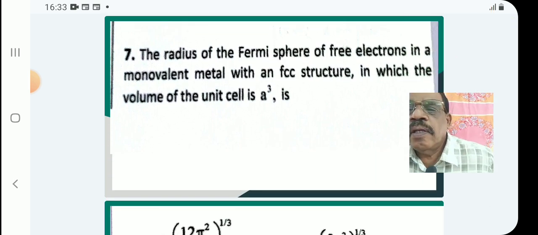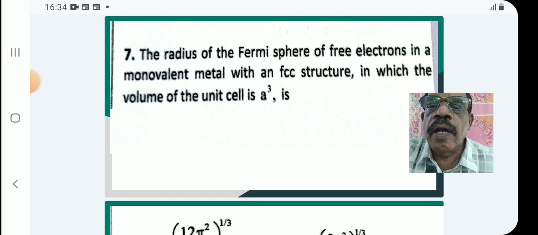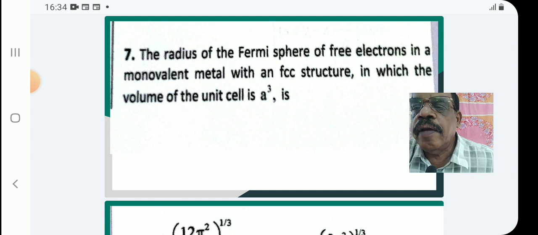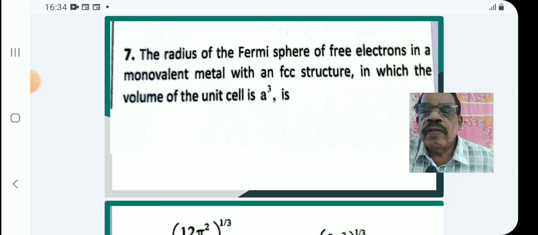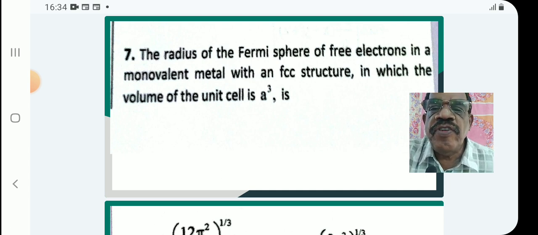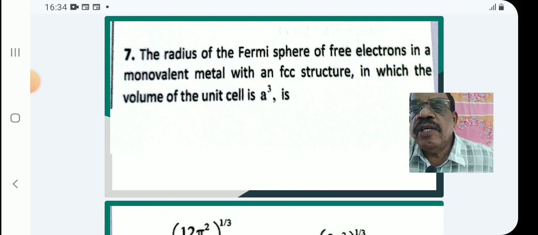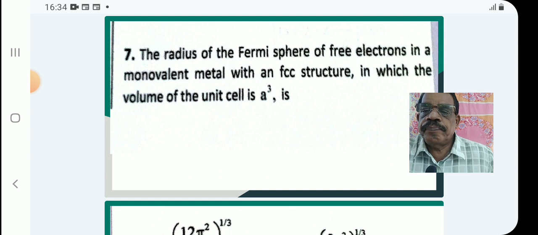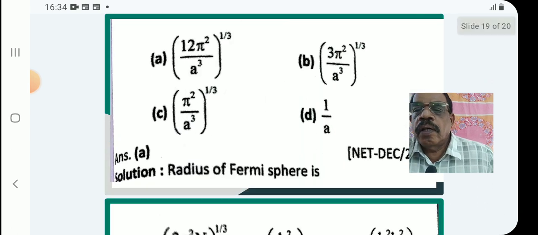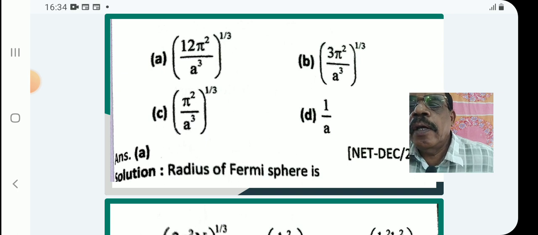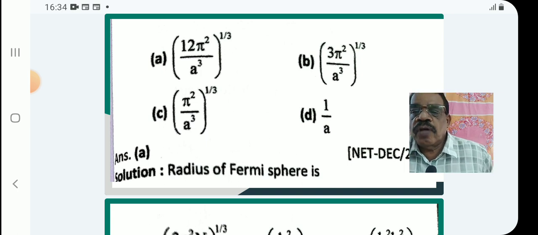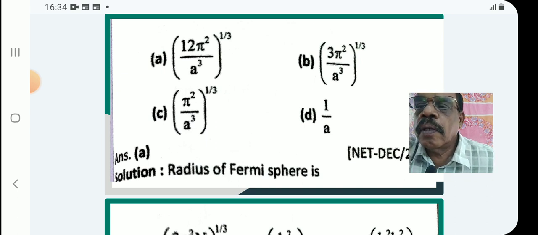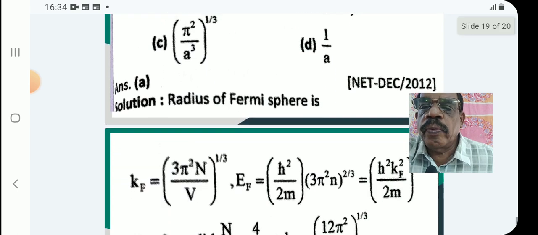Next problem. The radius of the Fermi sphere of free electrons in a monovalent metal with an FCC structure, in which the volume of the unit cell is a cubed. Here there are a set of values: 12 pi square by a cubed raised to 1 by 3. Four values are given. The answer is A, and that is solved here.